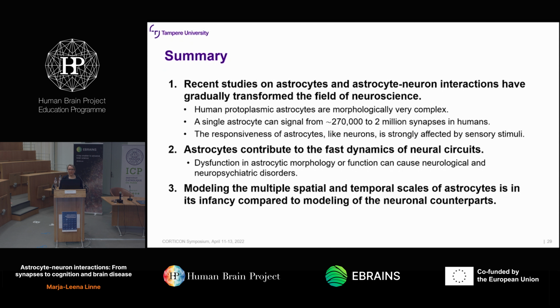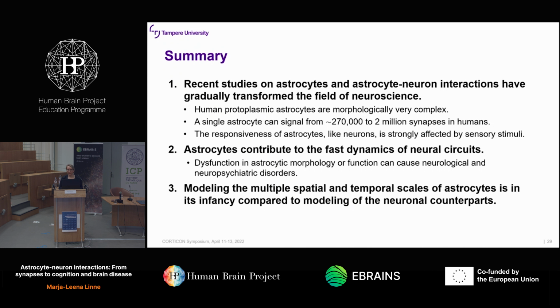So with this very brief tour of astrocytes and astrocyte-neuron interactions, I would like to conclude that recent studies on astrocytes and astrocyte-neuron interactions have gradually transformed, or are transforming, the field of neuroscience. And these three items that I selected here are perhaps the most eye-opening. Human protoplasmic astrocytes are morphologically very, very complex. I think they are more complex than any of the neurons. Well, I haven't compared the cerebellar Purkinje cell, but maybe they are more complex.